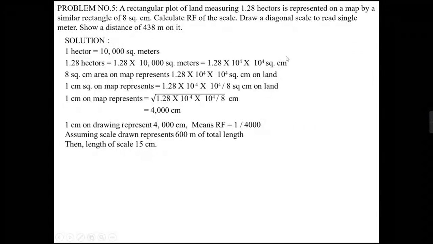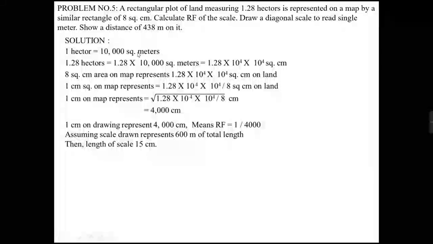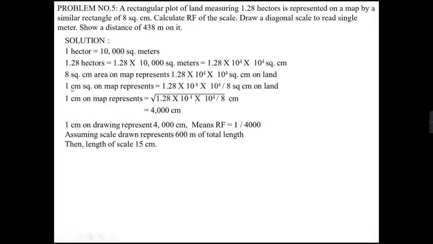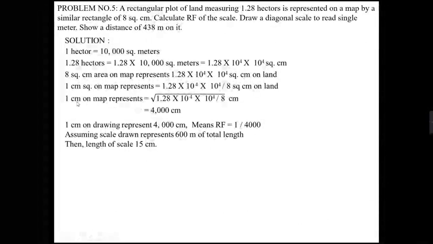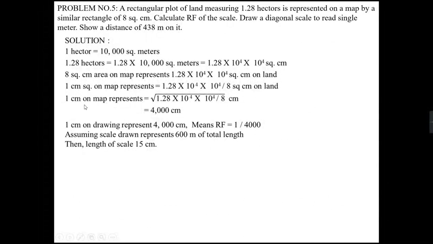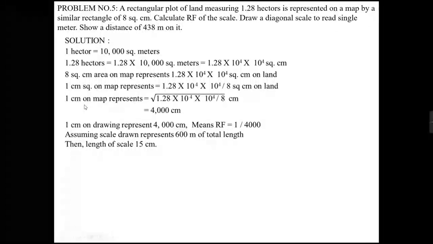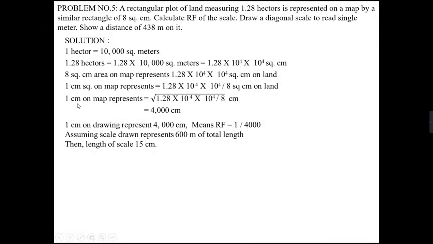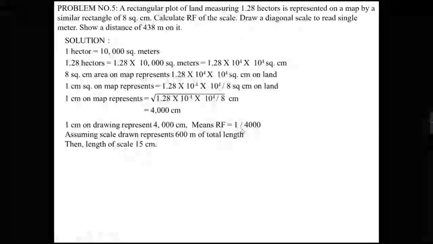So first of all, we will find the RF. 1 hectare is nothing but 10,000 square meters. So 1 square centimeter will represent this amount divided by 8. Then it is a square centimeter, and I want to convert it into the linear scale. So 1 centimeter on the map represents the square root of that amount. This is coming out to be 4,000 centimeters. So the RF of the scale will be 1 by 4,000.